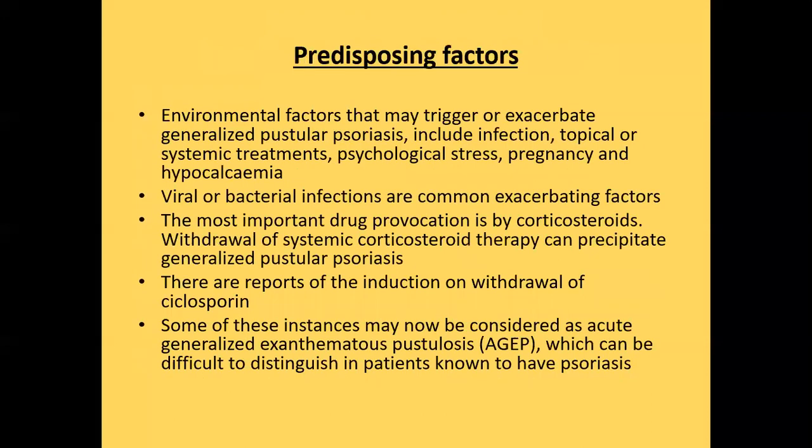The predisposing factors. Environmental factors trigger the onset of pustular psoriasis, which include infections, topical or systemic treatments, psychological stress, pregnancy, and hypocalcemia. Both viral and bacterial infections are predisposing factors. The drug provocation is mostly by corticosteroids, especially with sudden withdrawal, and there are reports of induction by withdrawal of cyclosporin. In many instances, acute generalized exanthematous pustulosis is confused with pustular psoriasis.